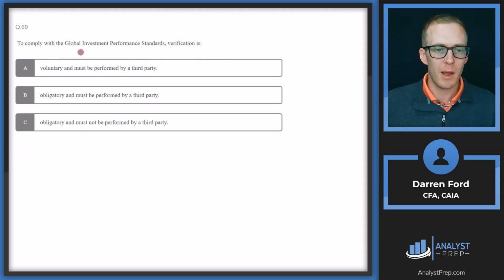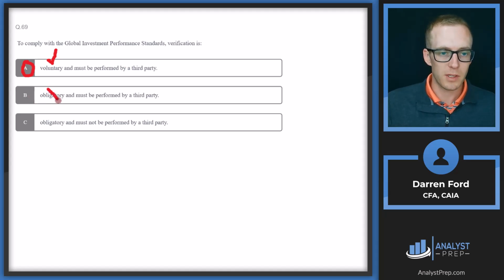Answer A. To comply with the Global Investment Performance Standards, verification is voluntary and must be performed by a third party. That sounds like it's our answer. Verification is voluntary, and you can't do this internally. It has to be done by some third party firm. B, we've got obligatory, which is not correct, and must be performed by a third party. That part's correct. But obligatory, again, incorrect, and must be performed by a third party.